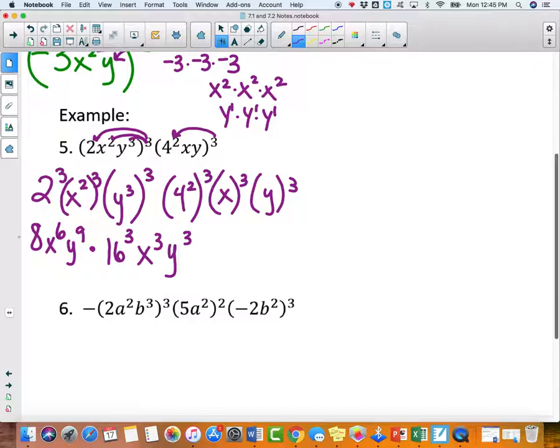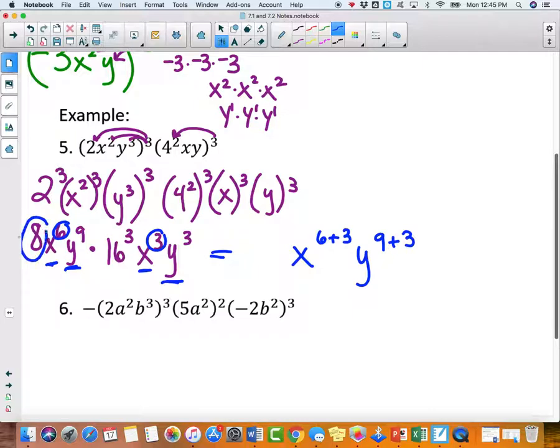All right, so let's look at our x's and our y's first of all. So because the bases are the same and I'm multiplying, I can rewrite this as x to the 6 plus 3. The y's are the same and I'm multiplying, so I can rewrite that as y to the 9 plus 3. I have to figure out what 8 times 16 to the third power is. So the first thing that I'm going to do in my calculator is take 16 to the third power. That's 4,096, and then I'm going to multiply that by 8.